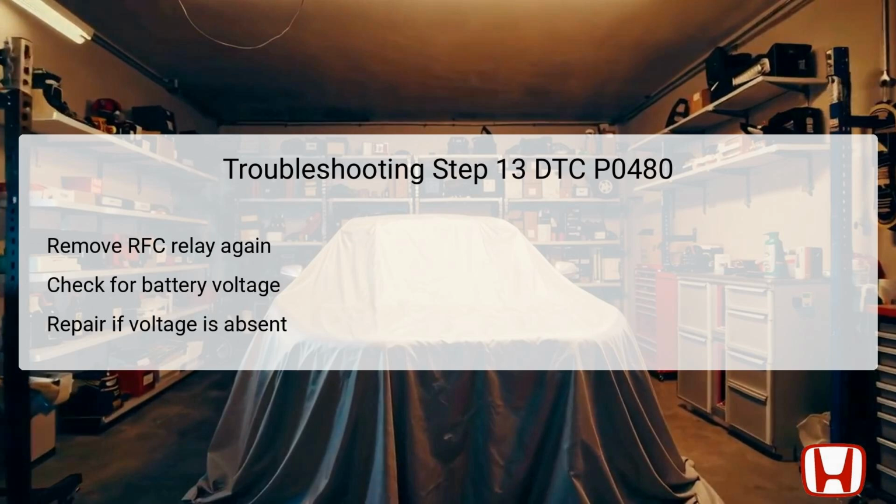If battery voltage is detected, this indicates that the line is operational and further checks may proceed. However, if voltage is absent, this points directly to an open circuit in the +B RFC line, which must be repaired without delay to restore the functionality of the RFC system.